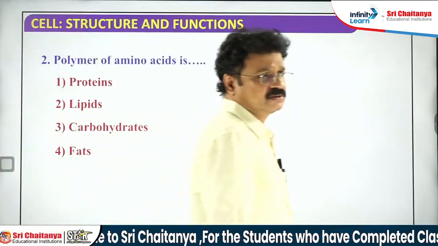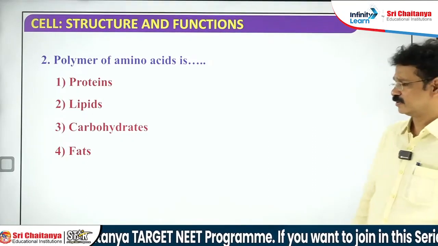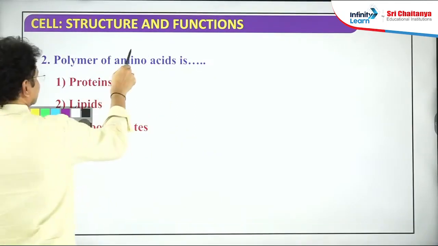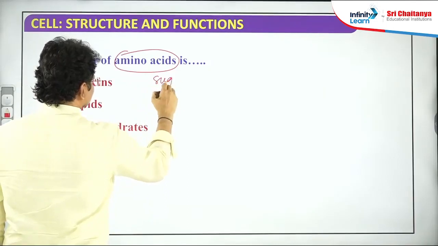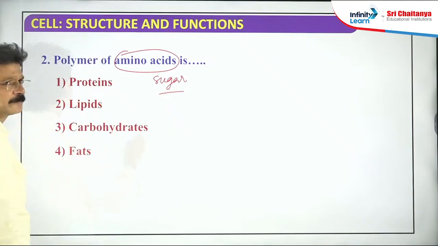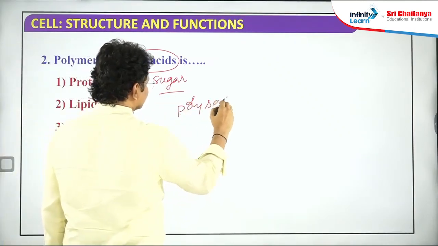Now, answer for this question. Polymer of amino acids is, yes, first option, protein. Polymer of sugar molecules is, for example here, one sugar molecule is given. That polymer of sugar is known as polysaccharide.